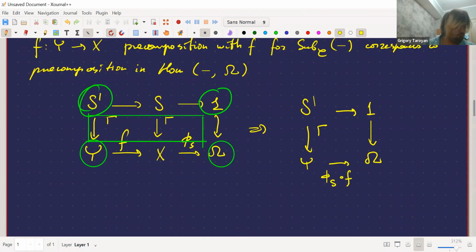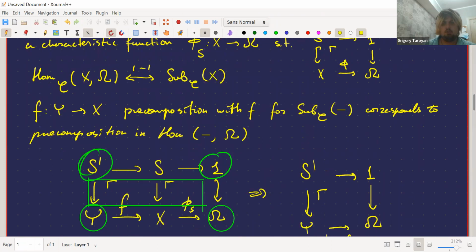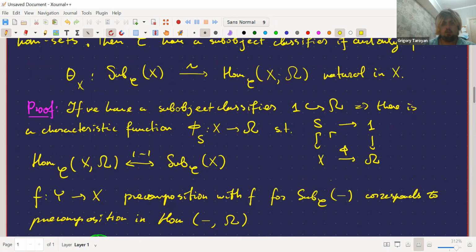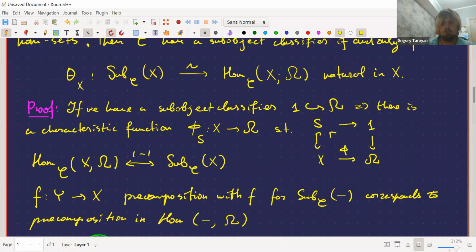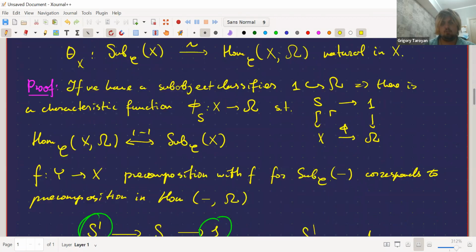Okay. Now we prove this fact in the opposite direction. So we have proved naturality in X for this theta_X. And now we will prove the converse statement, that if we have such a theta, then we actually have a subobject classifier.